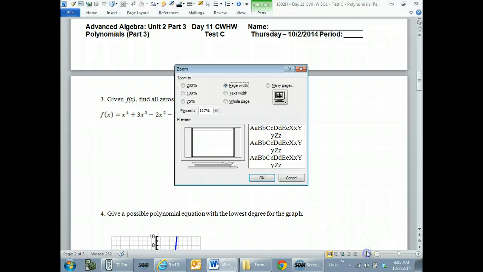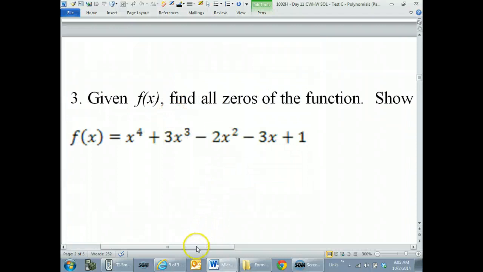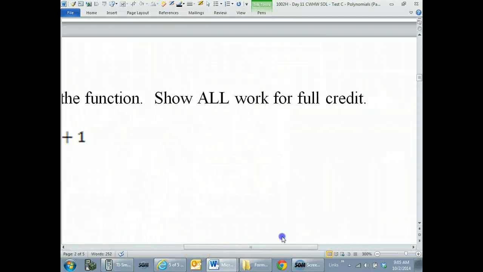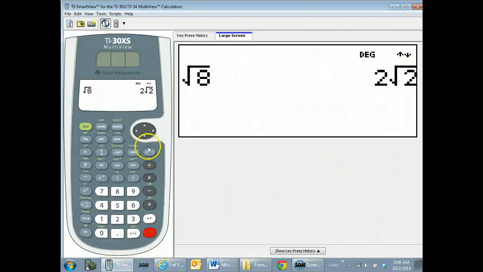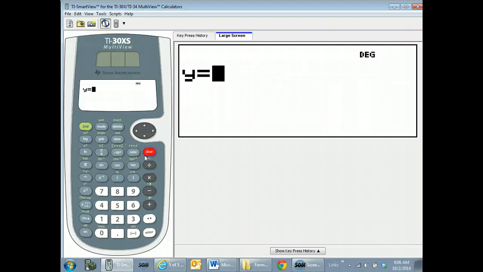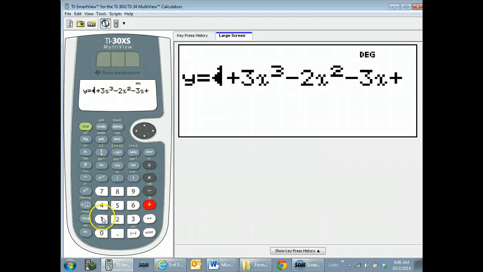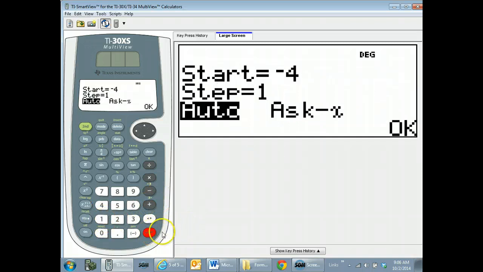Okay, problem number 3. Given f of x, find all zeros of the function. Show all work for credit. So again, we're going to use our calculator to find whatever zeros we can. All right. So let's type this into the table. Plus 1. All right, I usually start at -10 because it almost never goes past that.